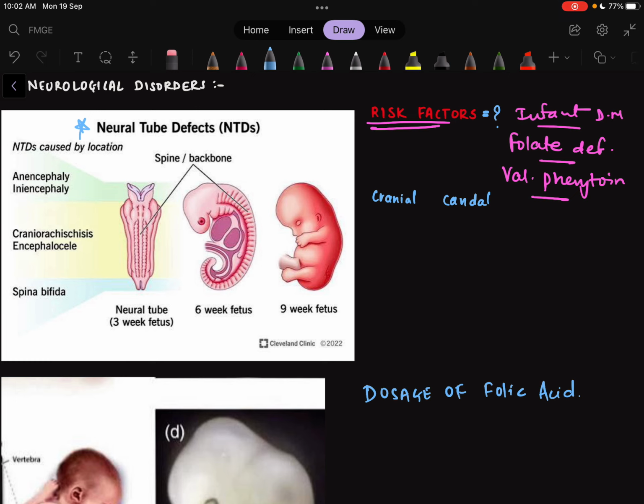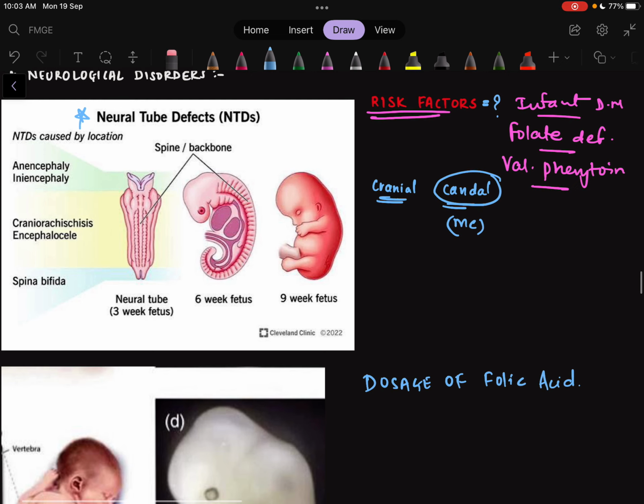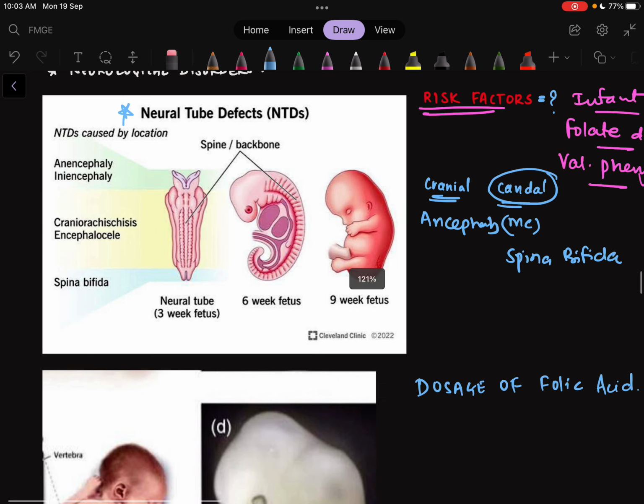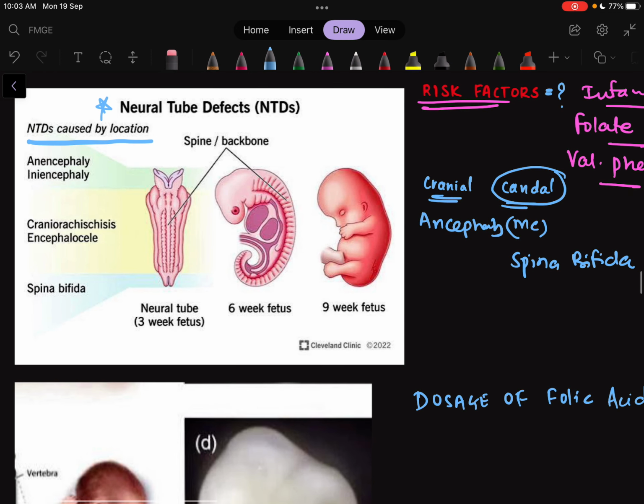Neural tube defect can be cranial or the caudal. Most common type is caudal one, in which spina bifida. In cranial one there can be anencephaly. So neural tube defects classified by location: in cranial end there can be anencephaly, and in caudal end there can be spina bifida, which is most common one. Then craniorachischisis and encephalocele can be seen.